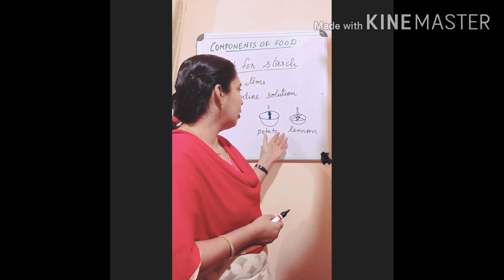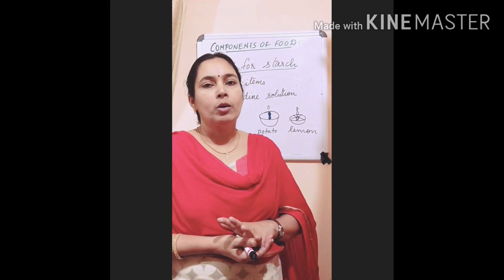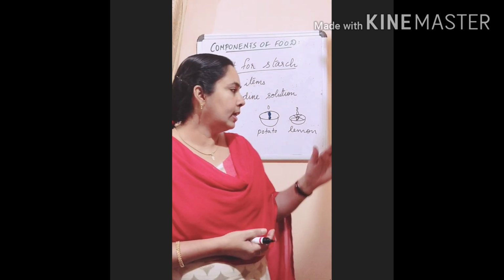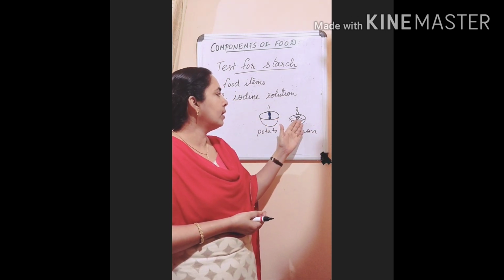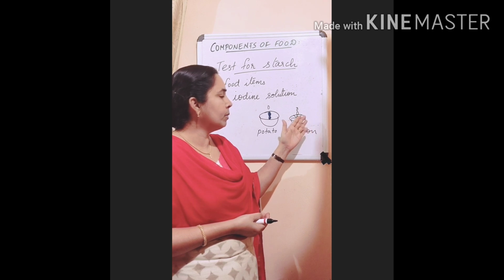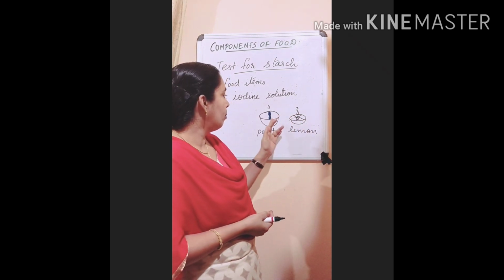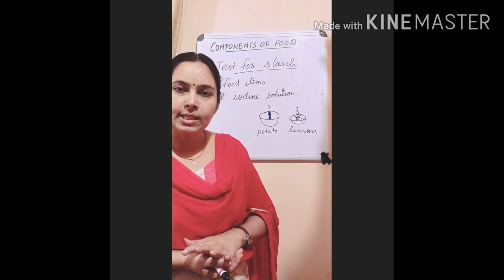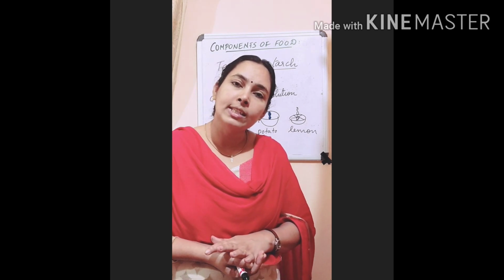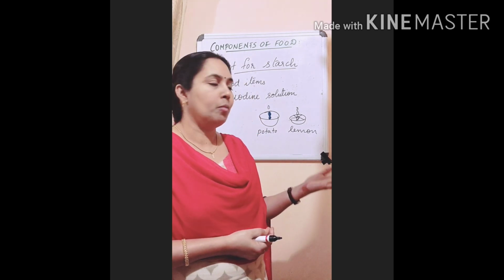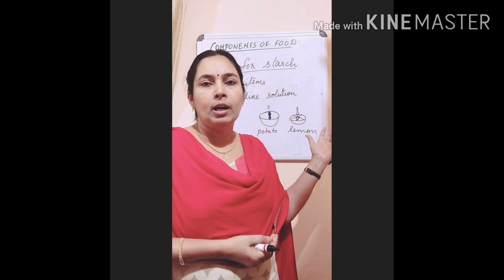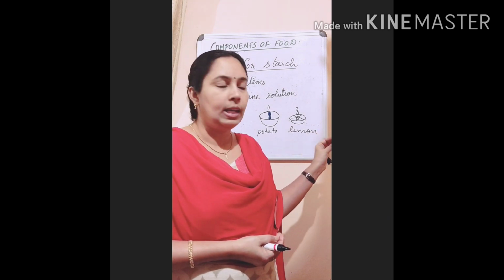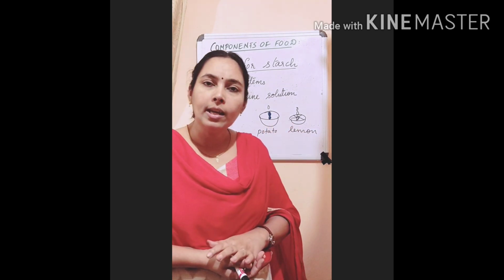So here, lemon or potato, on which does the color change? We can see the color changes on potato. On lemon, dilute iodine solution remains in the same color itself, but on potato it changes its color. So which is rich in starch? Clear. Potato is rich in starch. Starch is absent in lemon, but potato is rich in starch.